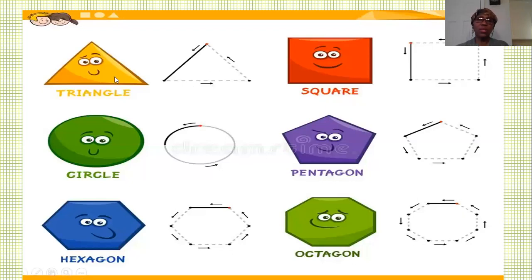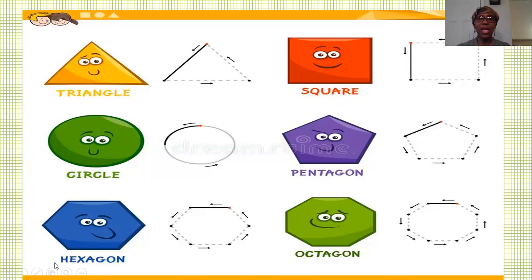So what are some of the shapes that we are familiar with and that we're going to be learning about today? Well, we're familiar with triangle. Can we draw a triangle on a piece of paper? Of course we can. We have a square. We know about squares. We have circle. We have what's called a pentagon. You see that word pentagon.